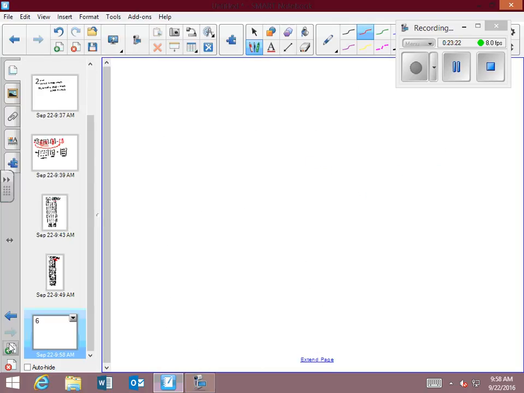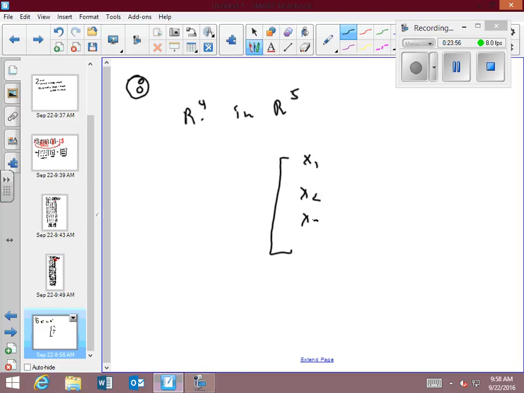Now the next problem, 8, says how many rows and columns must the matrix A have in order to define a mapping. So it's mapping R4 into R5. So you're taking R4, so you're taking X1, X2, X3, X4, a vector there, into a vector over here that's Y1, Y2, Y3, 4, 5, 5.